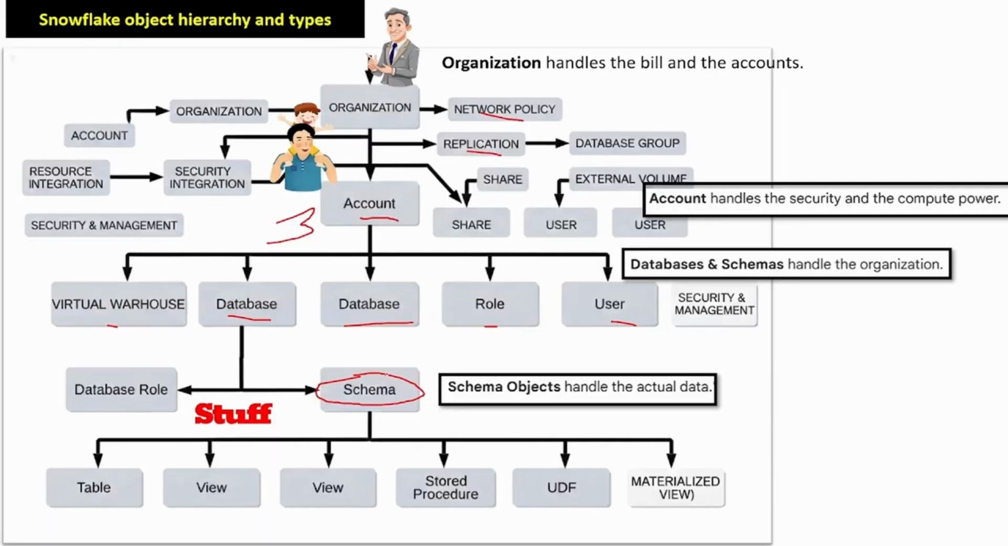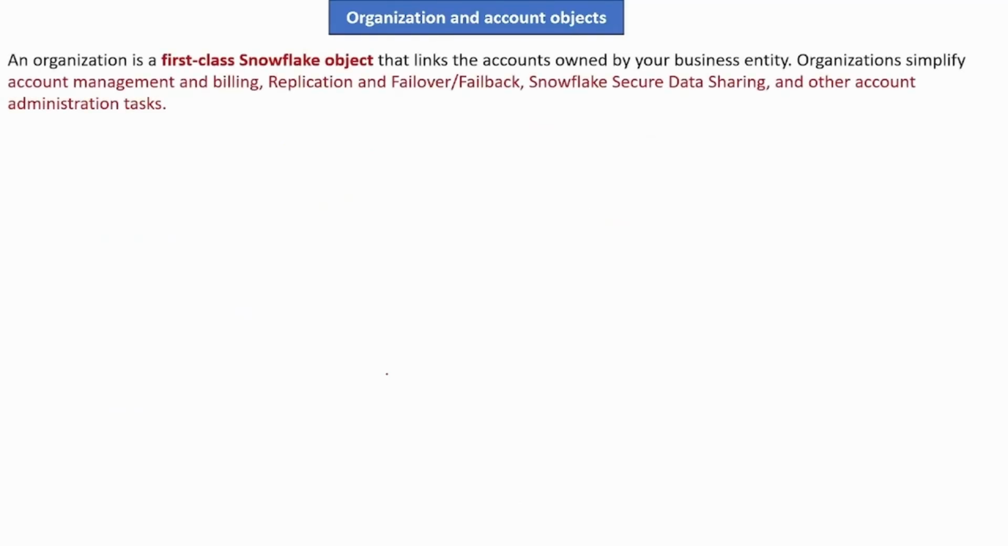All right. So now if I go to the organization definition, okay, it states that an organization is a first class Snowflake object that links the accounts owned by your business entity. All right. So this is the main, most upper level of object. Okay, organization simplifies account management and billing, application failover and failback, Snowflake secure data sharing, and other account administration tasks. Okay, so this is the upper level of Snowflake objects.